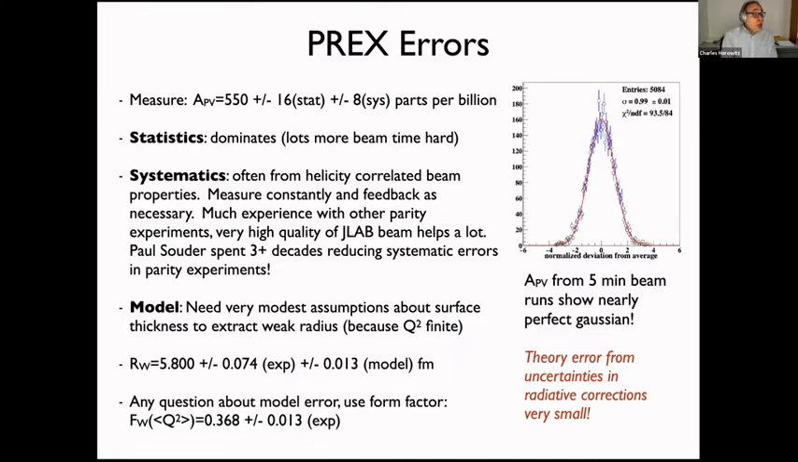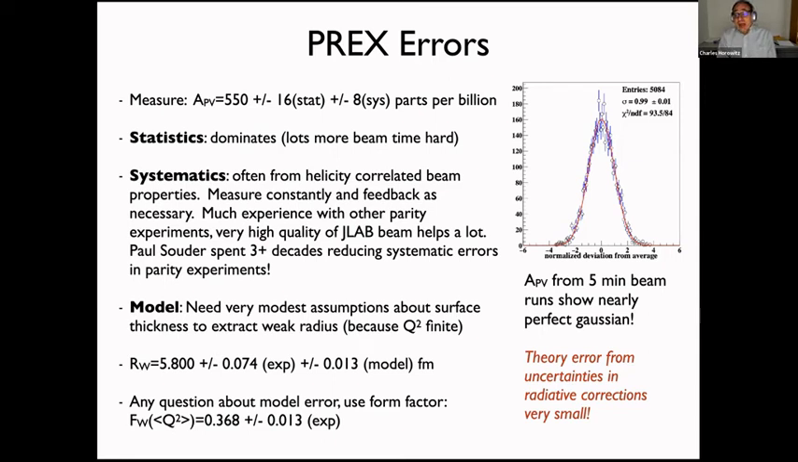So just a word, let me try and give you a little bit of a feeling of the PREX errors. So in these nuclear physics, there's the measured parity violating asymmetry. There's a statistical error of about 16 parts per billion, a systematic error of 8 parts per billion. So bear with me just a second. Let me talk a little bit about the systematics.